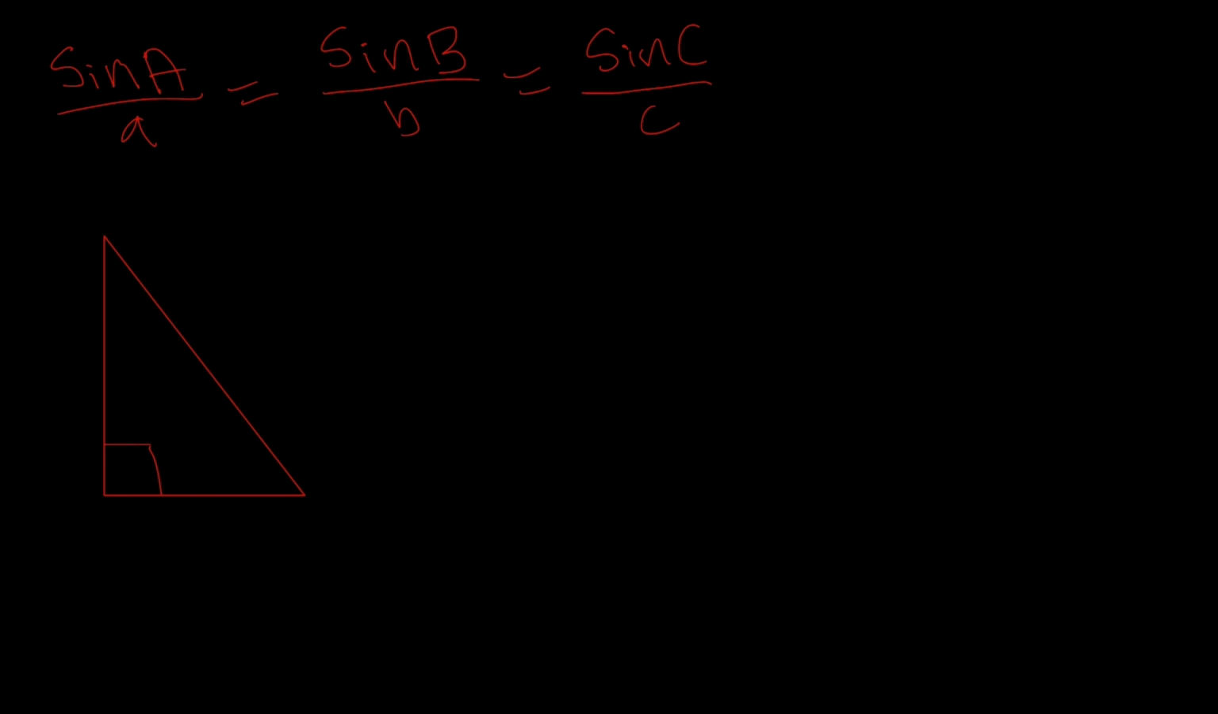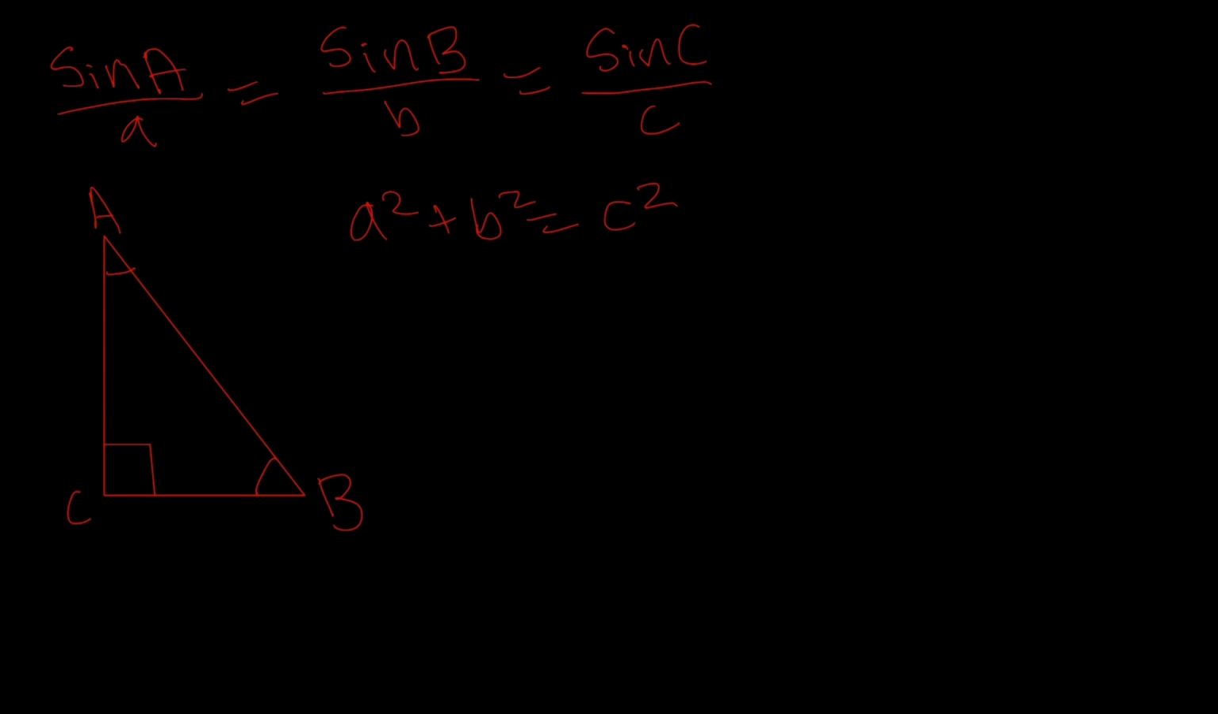But let's say we have a right triangle, right? And this is angle A. This is going to be angle B, and this right here is angle C. So do you remember a squared plus b squared equals c squared? Of course you remember that. You really should remember that.